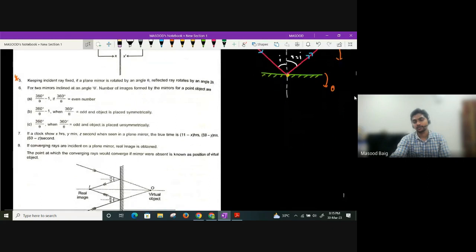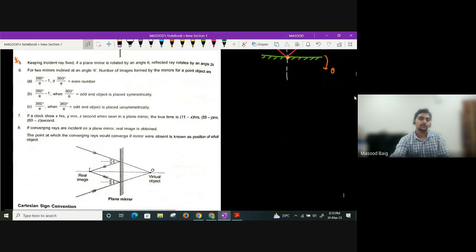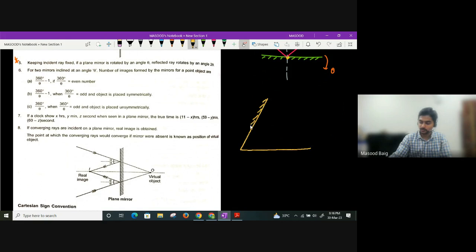Similarly, now they'll ask you the number of images formed by plane mirrors. If we are taking two plane mirrors, did you understand the meaning of plane mirror? Class 11th students, did you understand the meaning of plane mirror? Yes, sir. Right. So let us take two plane mirrors.